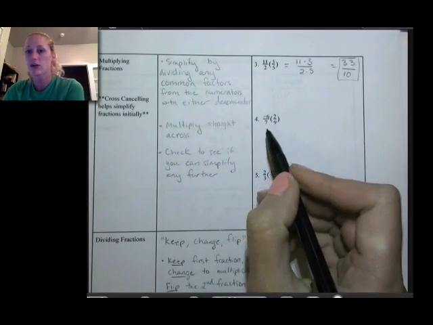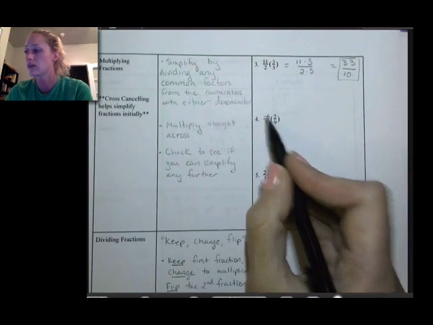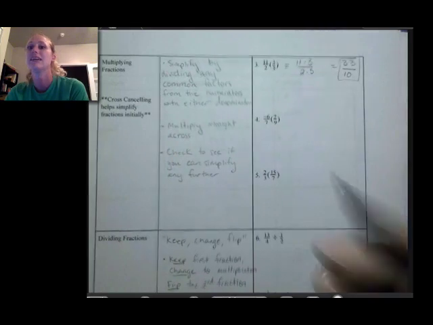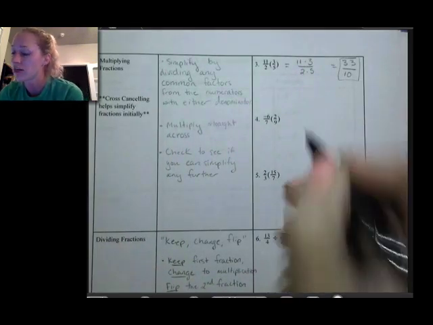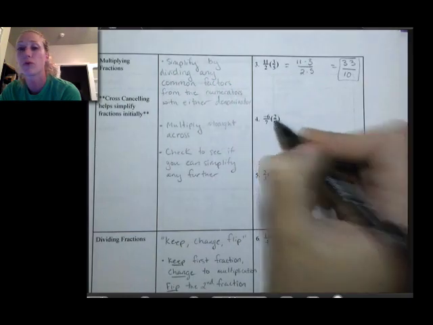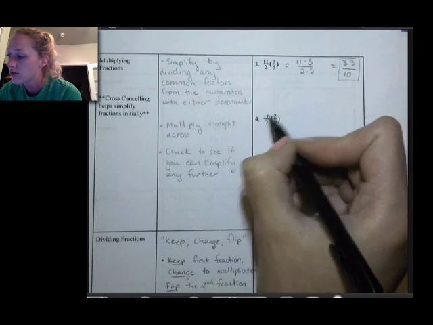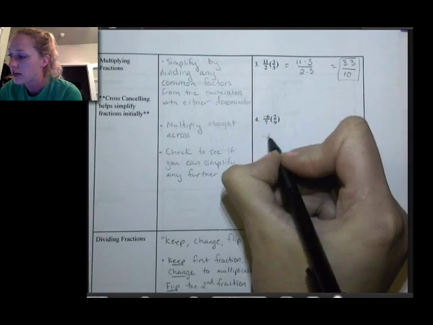Okay, let's look at that cross-canceling. So 6 and 7 cannot be reduced. Is there something I could divide out of 6 and 9? Answer here is yes. So we are going to divide out a common factor of 3. 3 goes into both of those numbers. We can divide that out. So if I divide 3 out of negative 6, I'm left with negative 2.